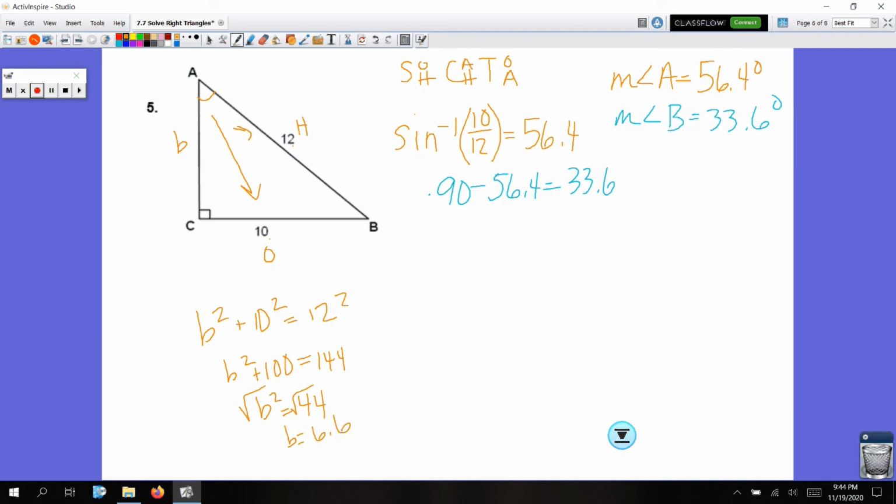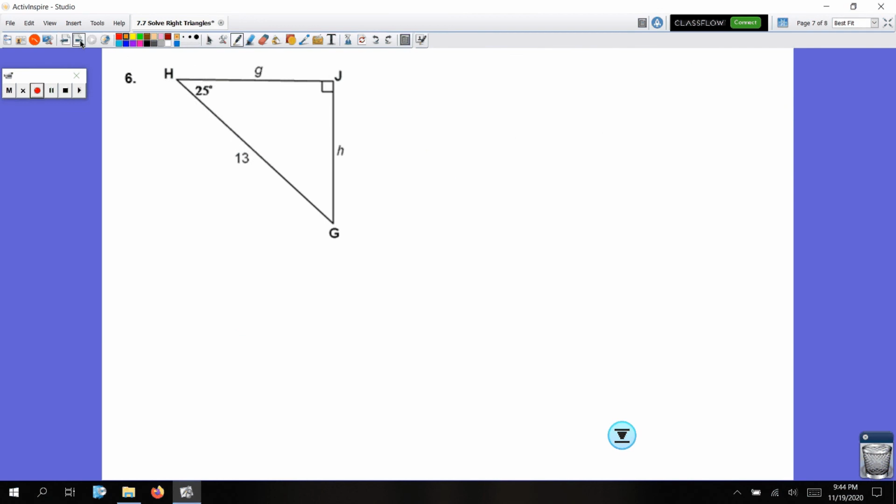Or side, sorry, AC is equal to 6.6. Now I have solved this triangle. We are just killing it. I hope you guys are loving it. One more example and you're good to go.